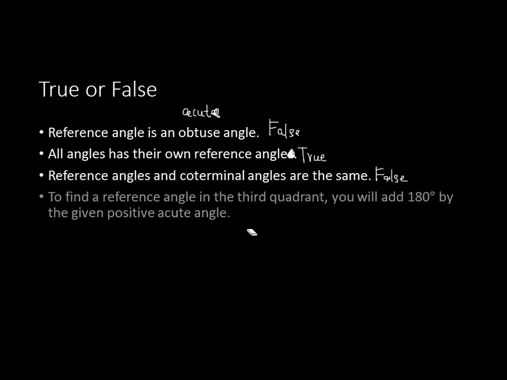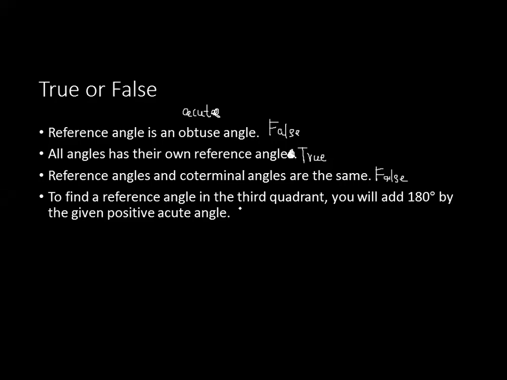To find a reference angle in the third quadrant, you will add 180 degrees to the given positive acute angle. What do you think? It's false. If you have a positive angle, it implies that it is rotated in a counterclockwise direction.